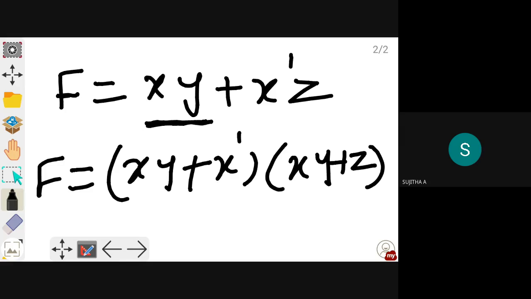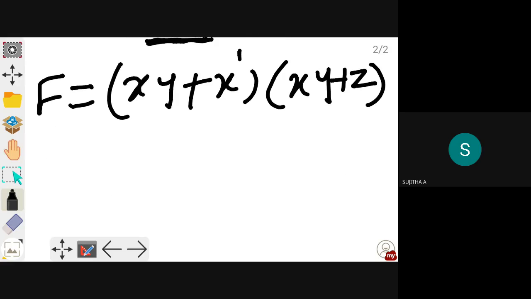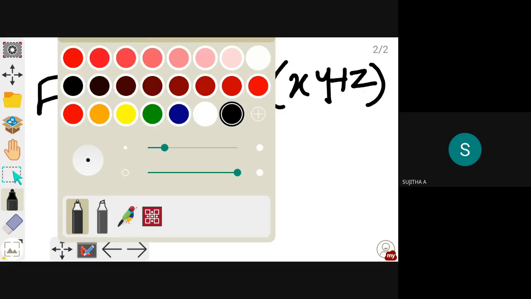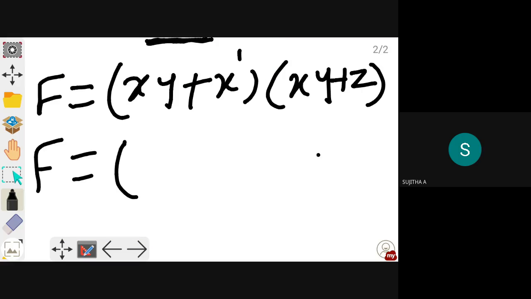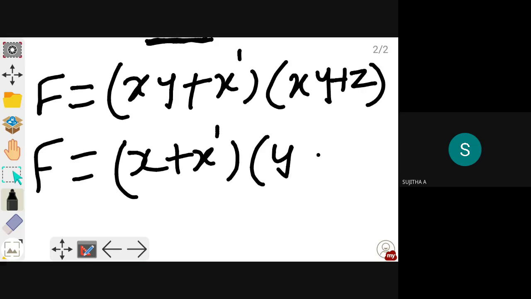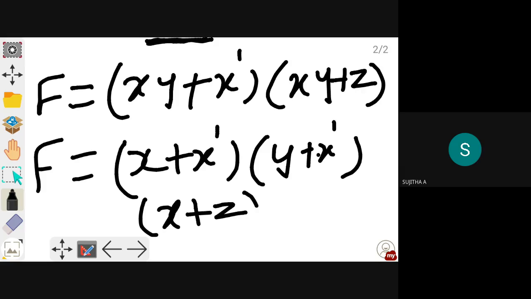So actually there are two terms here and two terms here. So keep one term as a single term and split the other term. So I have kept xy as it is. So I have written xy plus x dash as one term and xy plus z as another term. So again you use distributive law to separate this term. So now you can write this as x plus x dash into y plus x dash, then x plus z, then y plus z. Is it clear?